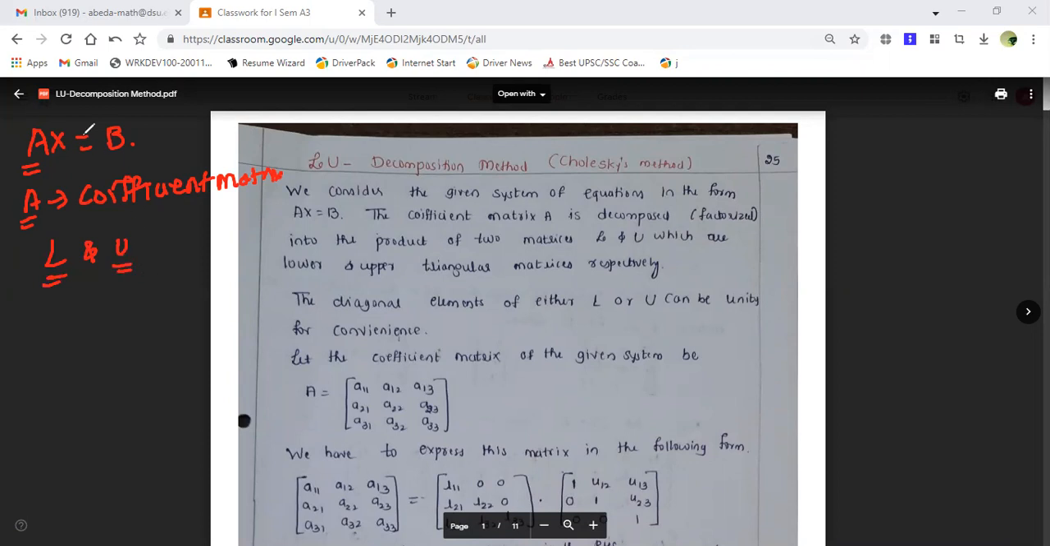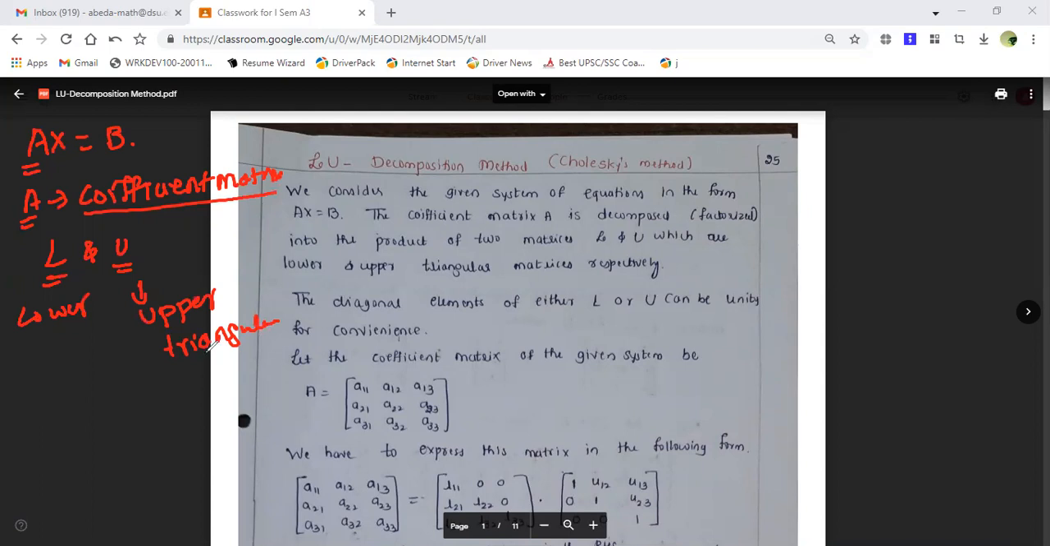So what we did is we have taken the system of equations of the form Ax = B, where A is the coefficient matrix, and in this method we will decompose this A into the product of two matrices, that is L and U, where L is the lower triangular matrix and U is the upper triangular matrix respectively.